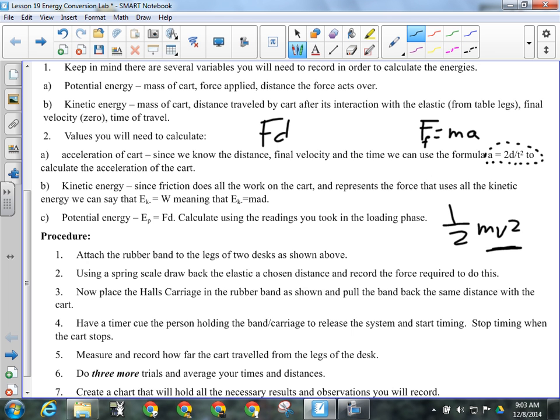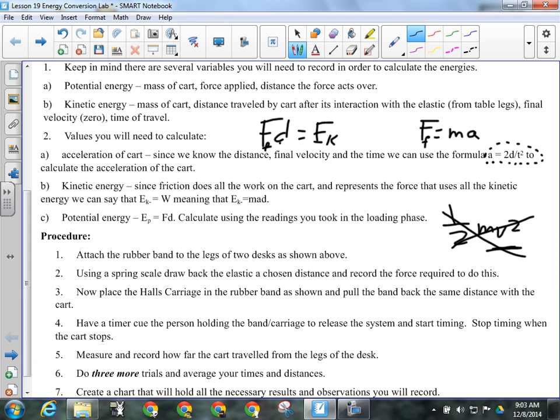All right, so obviously we can't use that formula, so we're going to use this. That'll give us the force of friction times the distance, and then we'll know how much work was done against friction. So that'll give us the kinetic energy of the cart.